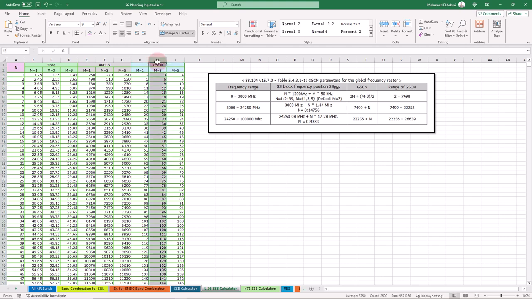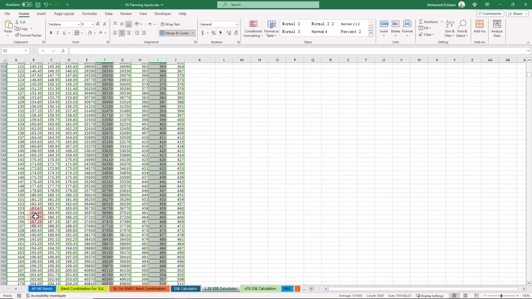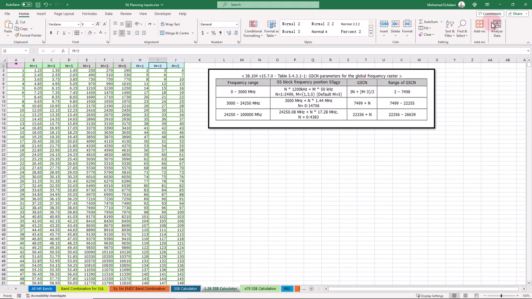And then again, usually we use our M3. So I assume that your center frequency is here. So this one will be your GSN value, which you need to configure in the system. So this is how you can do the calculation.